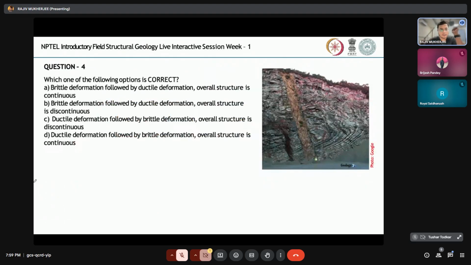Okay, so moving on to question number 4. Which one of the following options is correct? Option A: brittle deformation followed by ductile deformation, overall structure is continuous. Option B: brittle deformation followed by ductile deformation, overall structure is discontinuous. Option C: ductile deformation followed by brittle deformation, overall structure is discontinuous. And option D: ductile deformation followed by brittle deformation, overall structure is continuous.